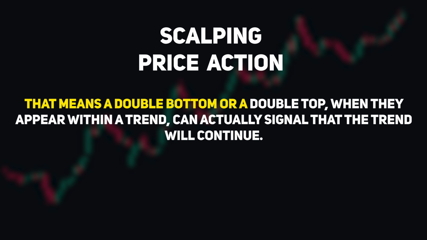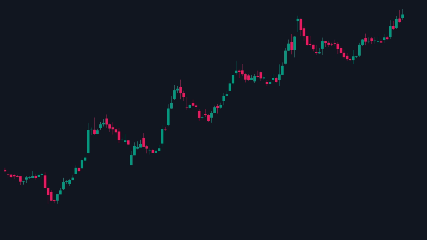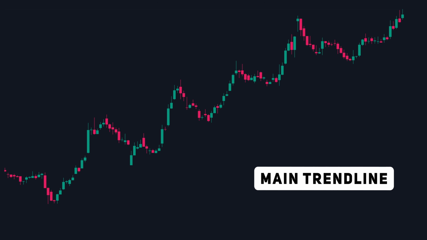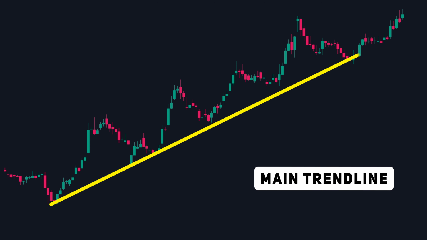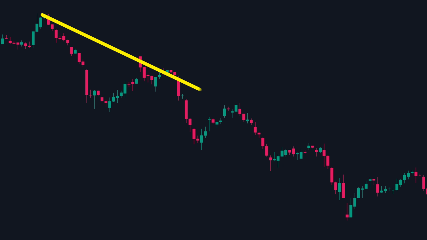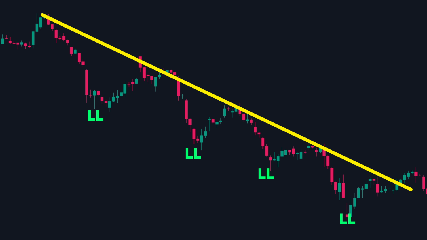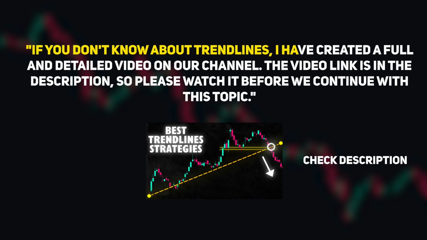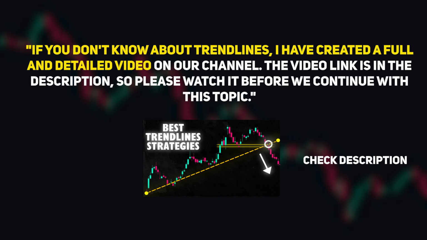That means a double bottom or a double top, when they appear within a trend, can actually signal that the trend will continue. To do this, you first need to identify the main trend on the shorter time frames and draw a trend line. An upward trend line is drawn when you observe higher highs and higher lows, while a downward trend line is drawn when the market makes lower lows and lower highs. If you don't know about trend lines, I have created a full and detailed video on our channel.